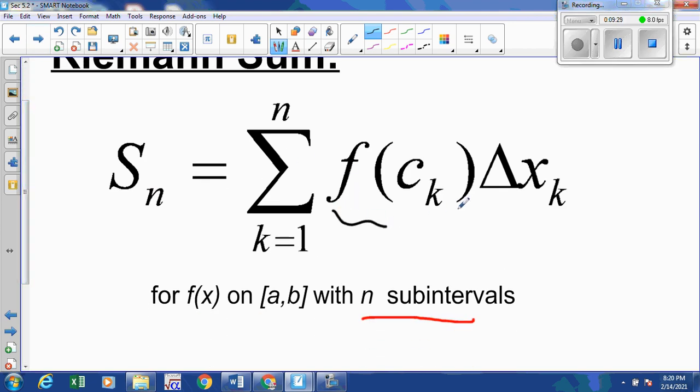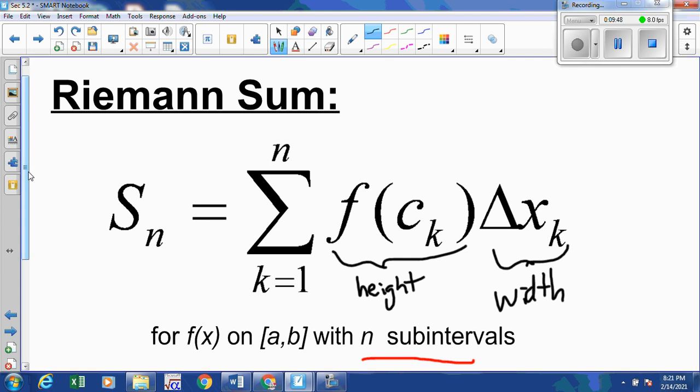This right here is the height of each of these rectangles, and this right here is the width of each of these rectangles. So this represents the area of each rectangle. That is our Riemann sum. And as we've hinted at before, if we take this Riemann sum and let n get bigger and bigger and bigger, our sum gets closer and closer to the true value.